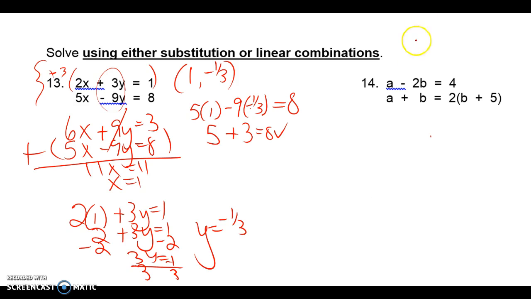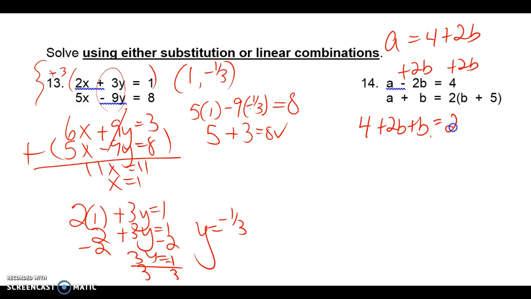Maybe I'll do this. I can use substitution here if I solve for a. So a equals 4 plus 2b. So over here I'm going to say 4 plus 2b plus b equals 2b. I know I didn't distribute properly, did I? All right. So if I simplify this side, it's 4 plus 3b equals 2b plus 10.